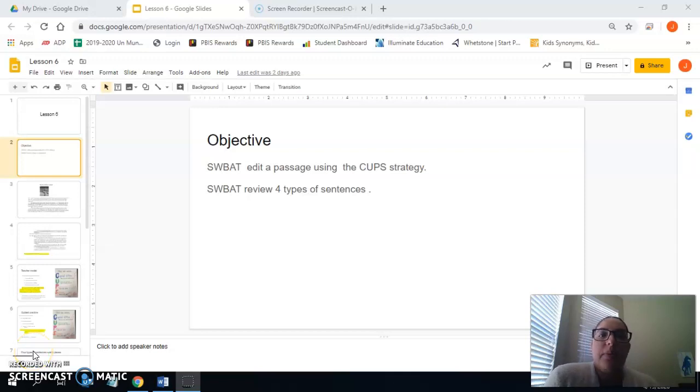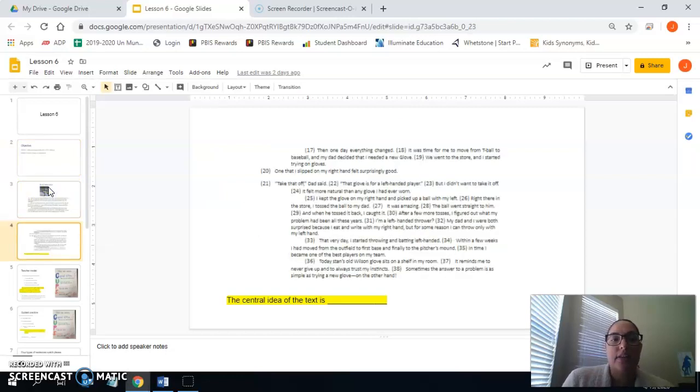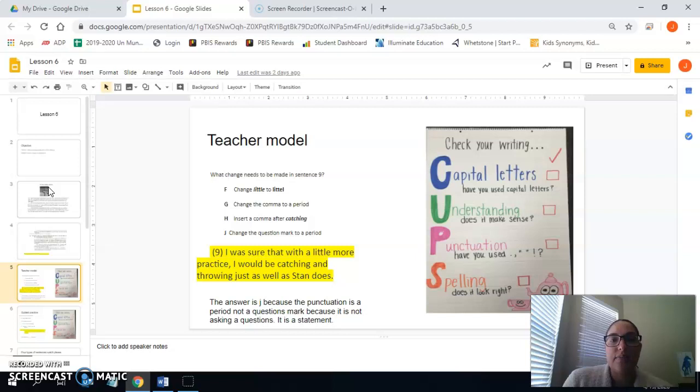So today you will be able to edit a passage using the CUPS strategy. And then you will review four types of sentences today, followed by your exit ticket. So once you have read On the Other Hand and you have written the central idea, then today I'm going to show you how we use the CUPS strategy in order to answer a question.